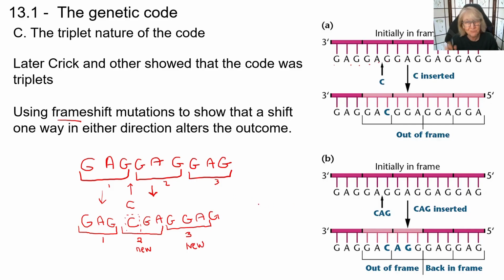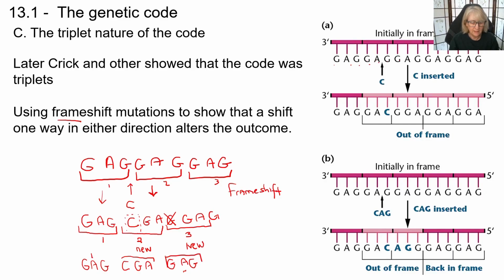I can fix this by having another frame shift. So this is a frame shift, which is a reading frame shift. If I add or remove, let's see, I remove that one accidentally, another mutation. GAG is not affected. CGA is my new one. And then GAG.